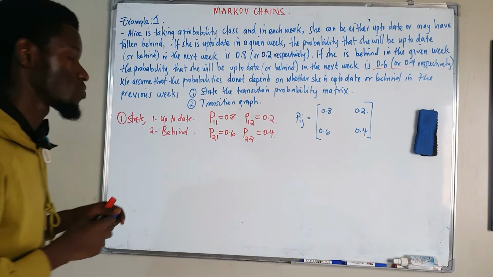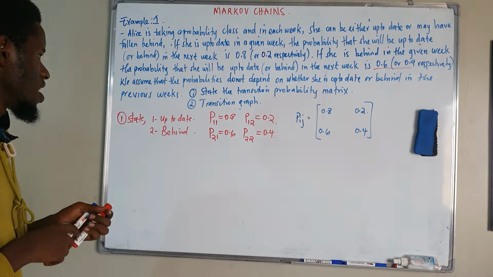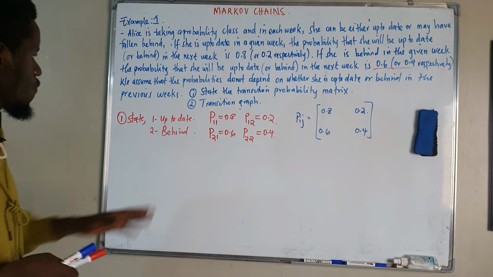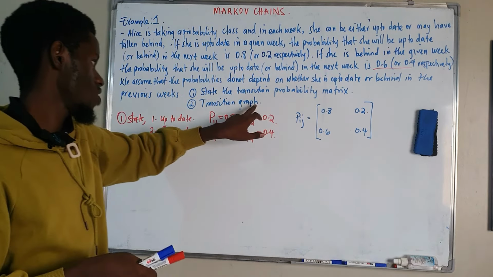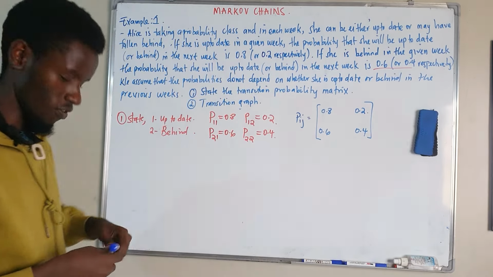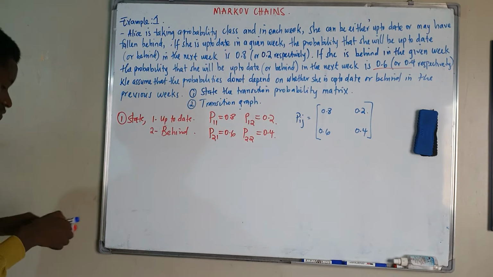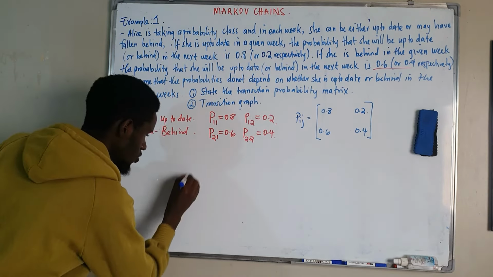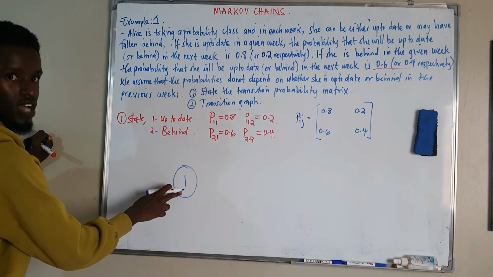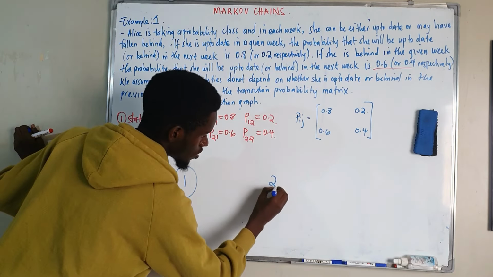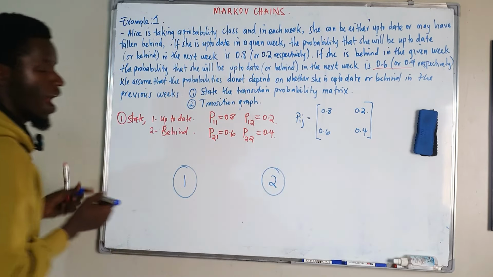That is our transitional probability matrix, Pij. From there, if you have this Pij, then you can easily get your transitional graph. How do you get the transitional graph? Remember, we have two states. State 1 means being up to date. State 2 is being behind.